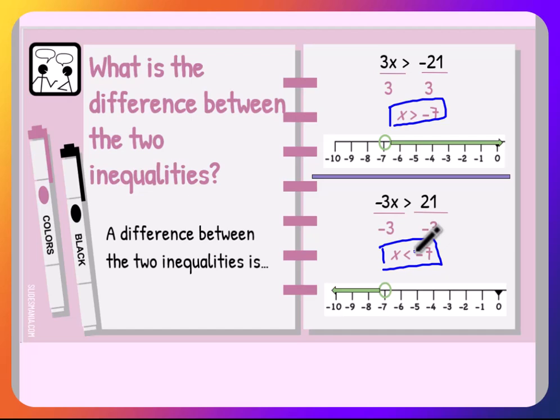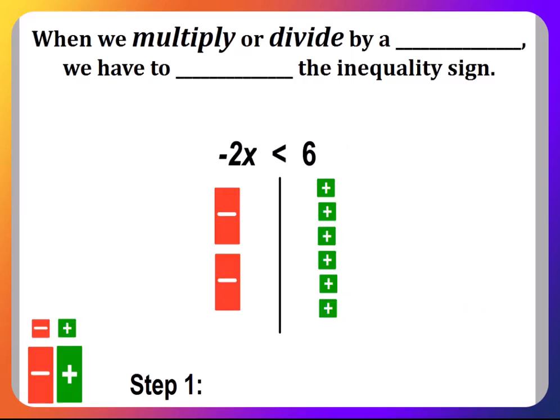So why did it change? You're dividing by a positive and a negative, right? So why did the inequality change? Why did it get flipped? That's what we're going to talk about. And the easiest way to show you is with a model.